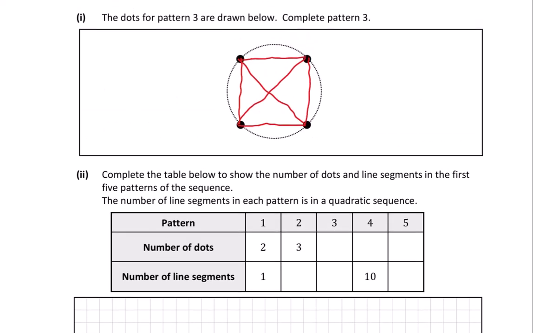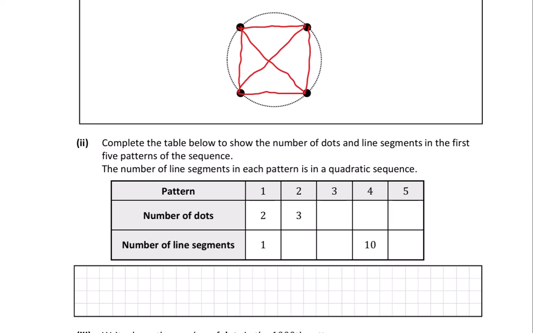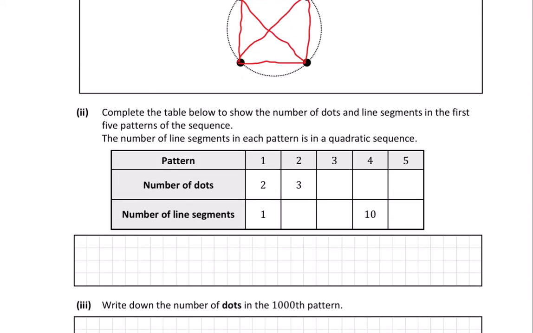Okay, so let's just fill out those numbers. So in pattern 1, there are 2 dots. We can see that. In pattern 2, there are 3 dots. So it seems to be always one more than the pattern number. So pattern number 1, there are 2 dots. Pattern number 2, there are 3 dots. Pattern 3, there are going to be 4. And so on, 5 and 6.